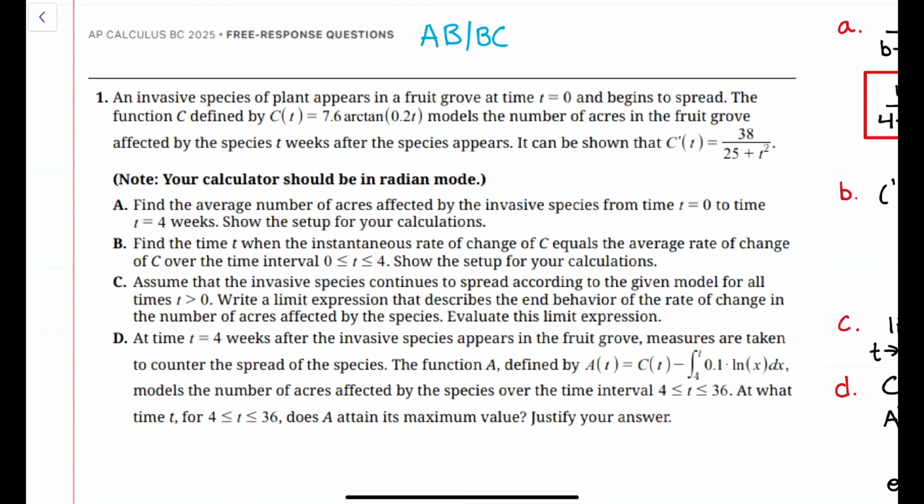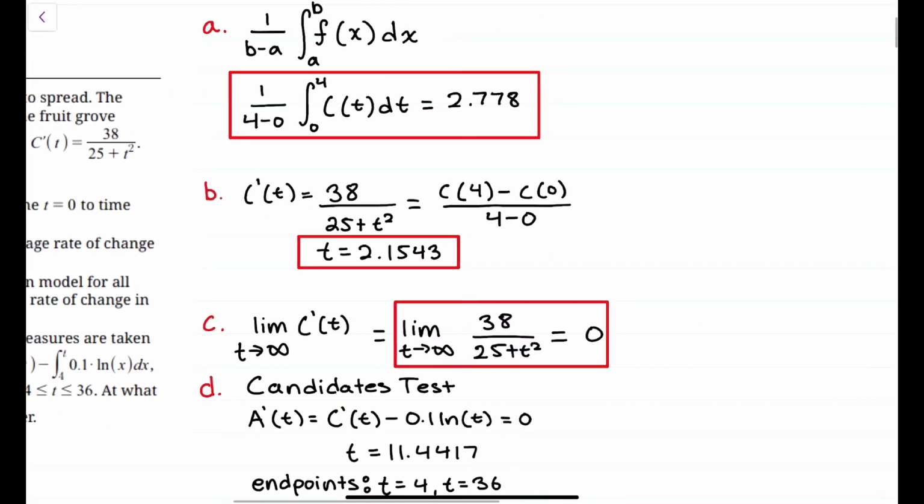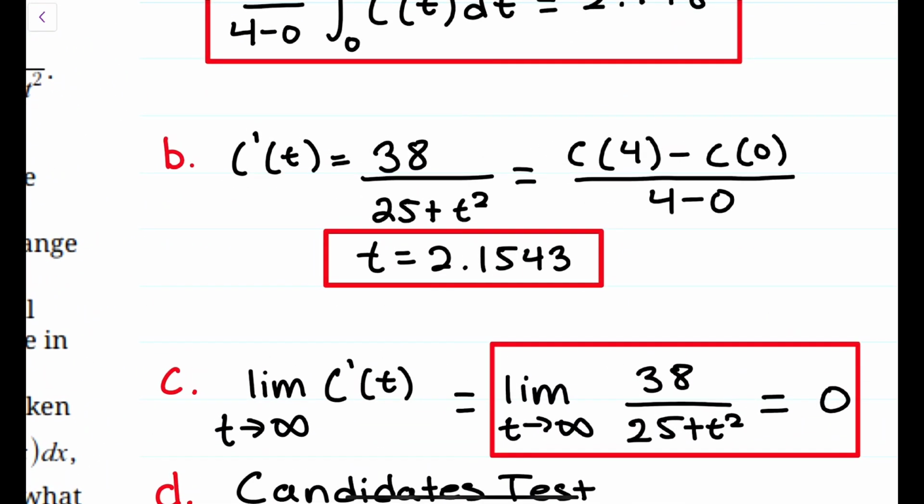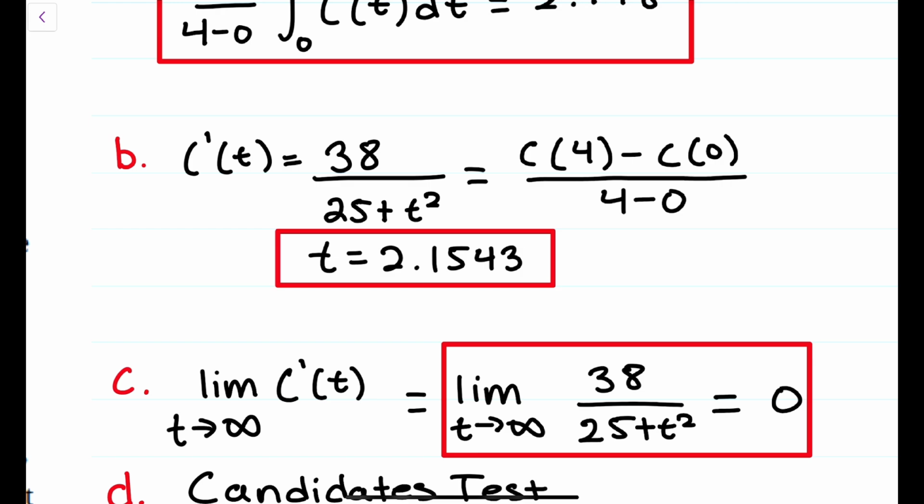So for part C, it asks us to find a limit expression that describes the end behavior of the rate of change in the number of acres, which is just C prime of T. And so we just write the limit as T approaches infinity of C prime of T, and then we evaluate it at 0 because T is in the denominator. As the denominator gets closer to infinity, it gets closer to 0.